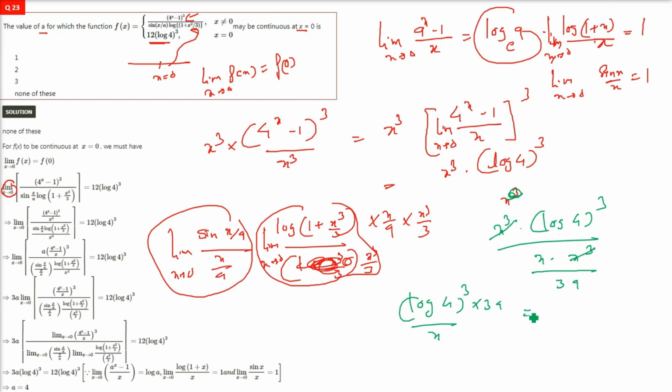So this is log 4 to the power 3, and since 3a was in the denominator, it goes up. And this log 4 to the power 3 is going to get cancelled from the right hand side also, because we are going to equate it with log 4 to the power 3 into 12. So this gets cancelled, 3, so a is going to be 4.